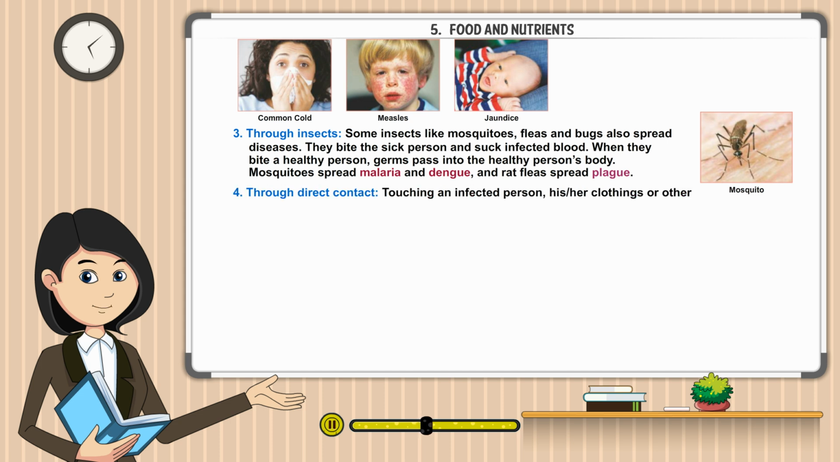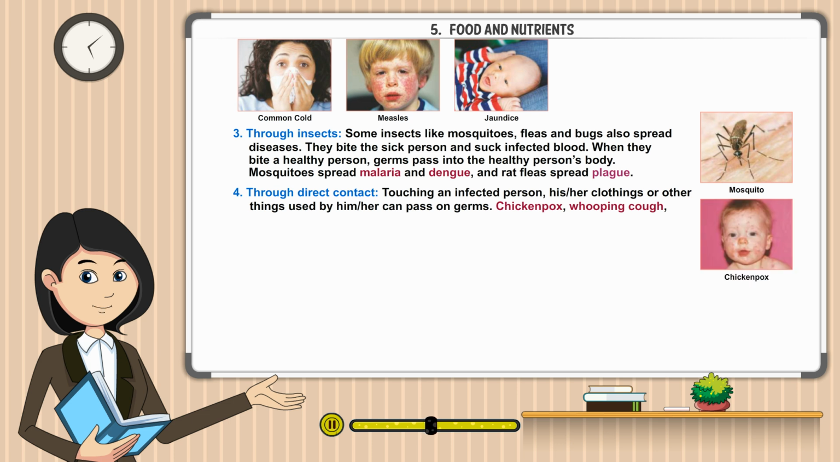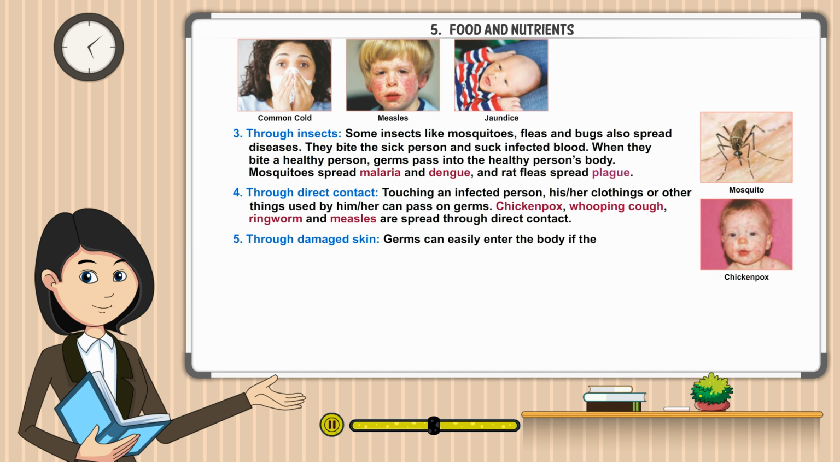Through direct contact. Touching an infected person or his or her clothing or other things used by him or her can pass on germs. Chickenpox, whooping cough, ringworm, and measles are spread through direct contact. Through damaged skin. Germs can easily enter the body if the skin is cut or damaged. The germs of tetanus spread through damaged skin.